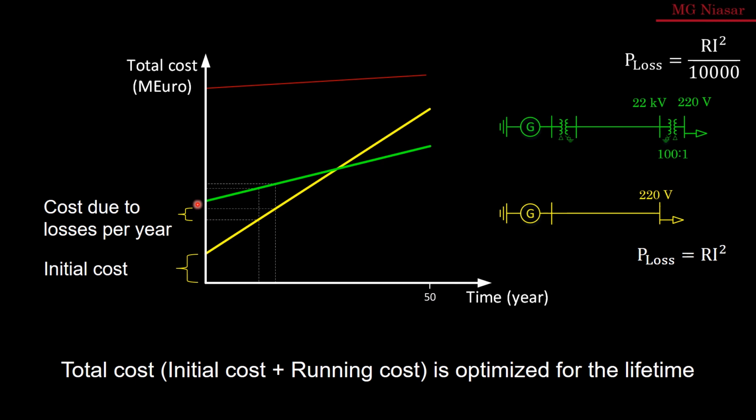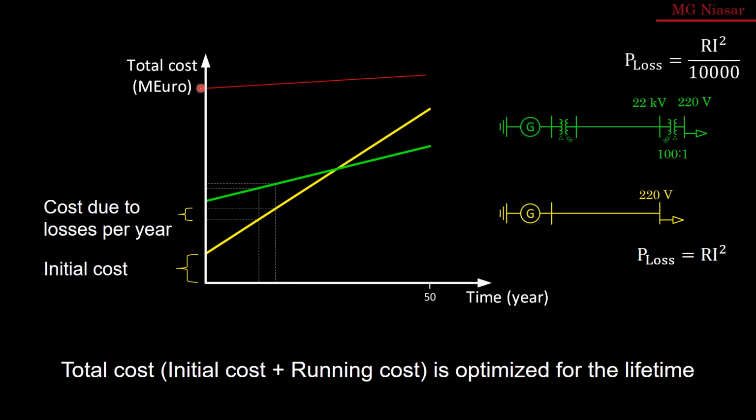Now, if we increase the voltage, let's say we take the green line, which is this 22 kilovolts line, then the initial investment would be more. But then the amount of losses would be less. So the slope of this line is smaller, and therefore after a while the total cost of the line together with losses becomes less than the first case.